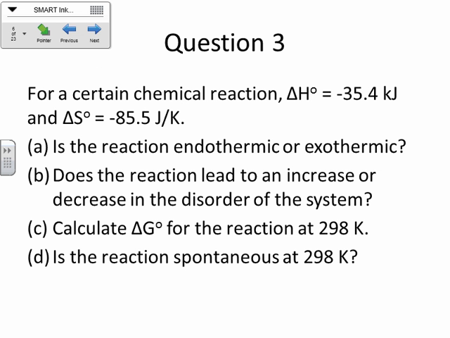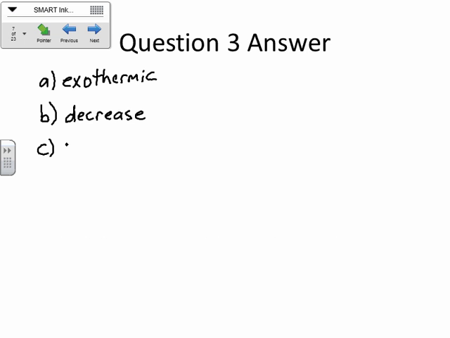Okay. C is the only one that really involves a calculation. You have to calculate the delta G, and that's going to come from the equation delta G equals delta H minus T times delta S. Okay?